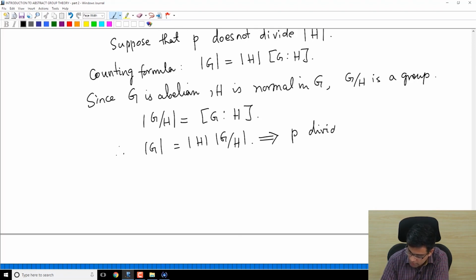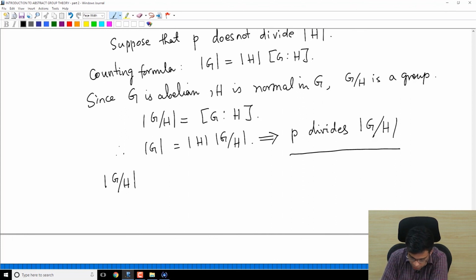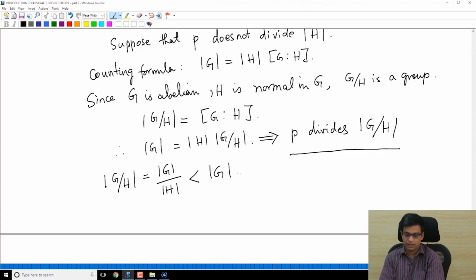And a property of prime numbers says that P divides the order of G mod H. See, P divides the order of G, P does not divide the order of H, so P divides the order of G mod H. This is a property of prime numbers: if P is a prime number and it divides a product of two numbers, it must divide one of them, and it does not divide the order of H by our hypothesis. So P divides the order of G mod H. And note that the order of G mod H is equal to the order of G divided by the order of H, which is less than the order of G also, because H is a non-trivial group.